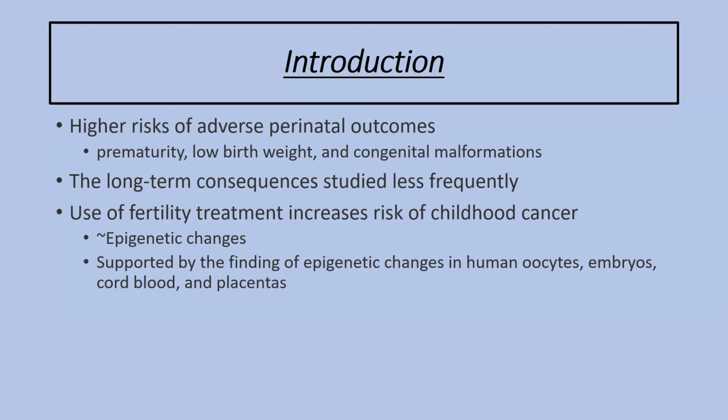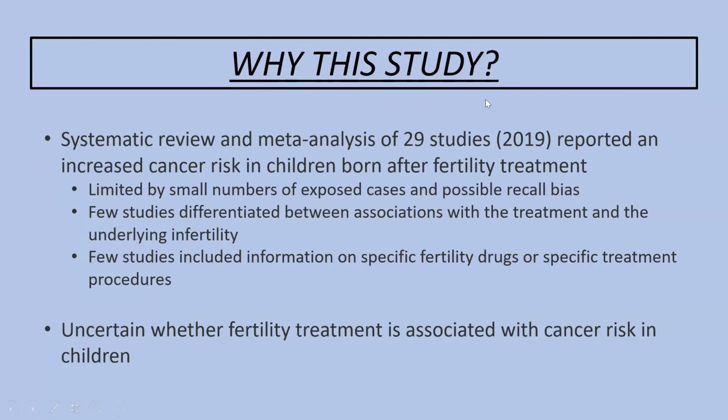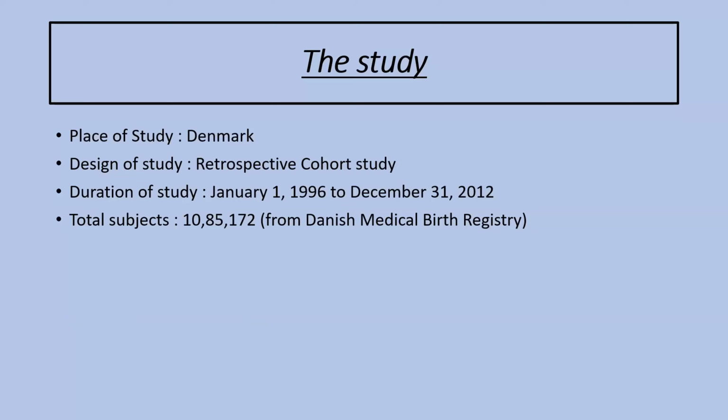So a systematic review and meta-analysis of around 29 studies in the year 2019 was done, and it reported an increased cancer risk in children born after fertility treatment. But this was limited by the small numbers of exposed cases and a possible recall bias, and few studies differentiated between the associations with the treatment and the underlying infertility, and very few studies included information on specific fertility drugs or specific treatment procedures. So it's uncertain whether fertility treatment is really associated with increased risk of cancer in children or not. So this study was conducted in Denmark.